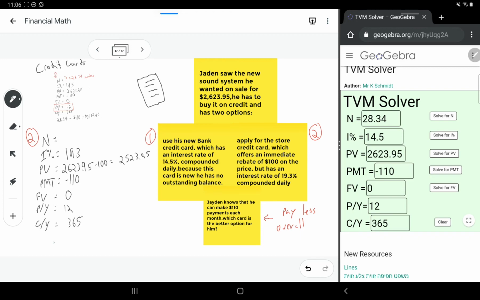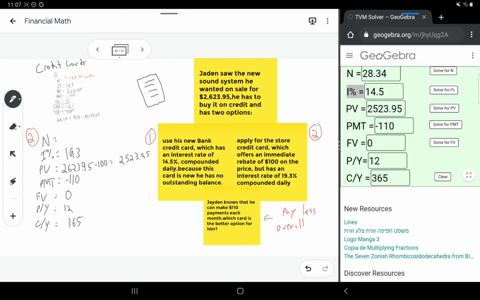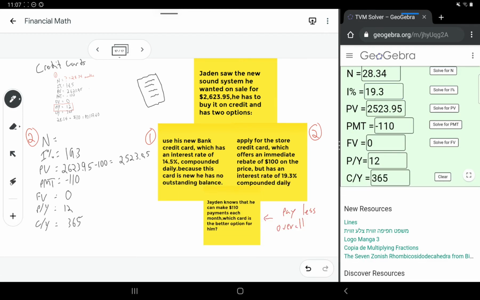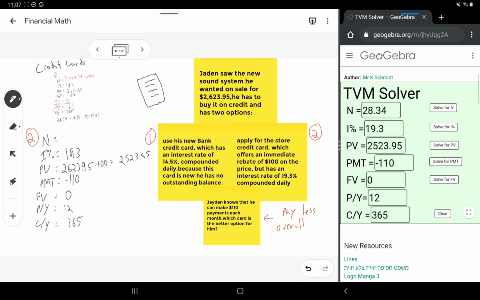Okay, so just a few modifications over on the right here. We're going to change our present value so that instead of 2,623.95, we have 2,523.95. Okay, that is a difference. We also have a difference in the interest, right, 19.3 instead of 14.5. But the rest of it is the same. So don't bother changing a lot of information if you're comparing very similar variables.